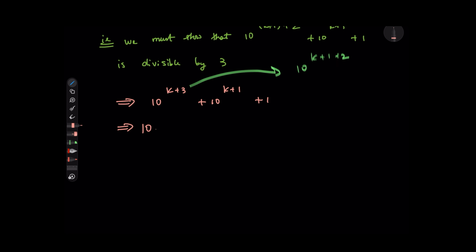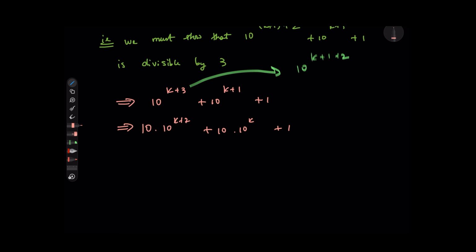So I'm going to split this as 10 times 10 to the power of k plus 2, right? I don't need to write to the power of 1, right? That's understood. Plus, same thing here. I'm going to split this as 10 to the power of 1, which is just 10, times 10 to the power of k, and then don't forget your plus 1.